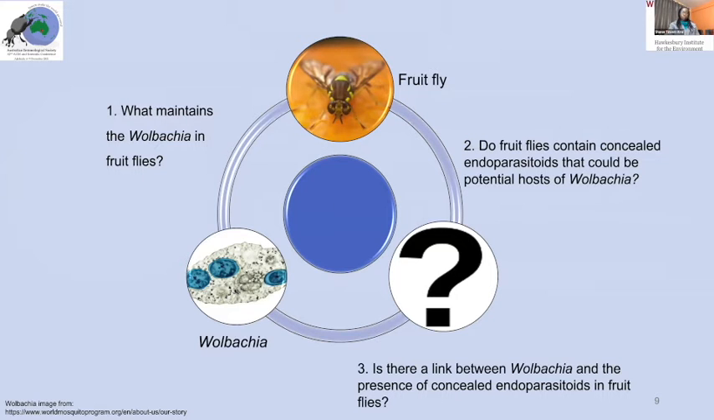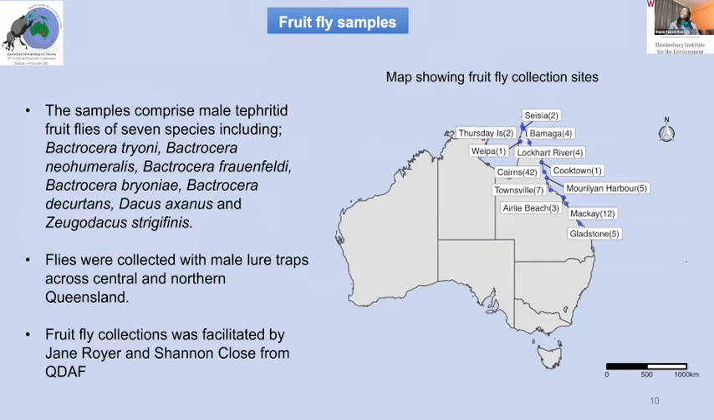To do this, we collected samples from Central and Northern Queensland. This map shows the regions in which we collected our samples, including the number of samples collected from each location. These samples were male tephritids from seven species that are just listed on the slide. These collections were facilitated with the help of Jane Royer and Sharon from QDAF.